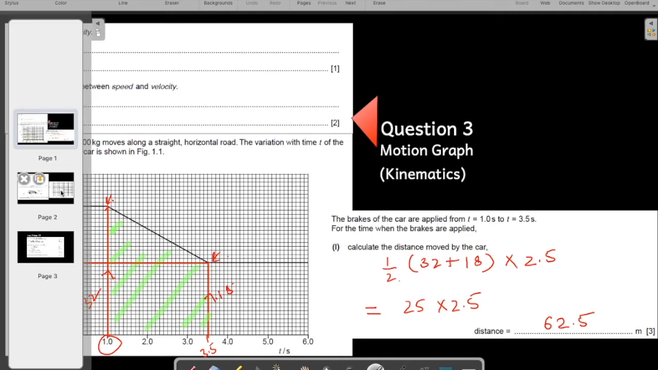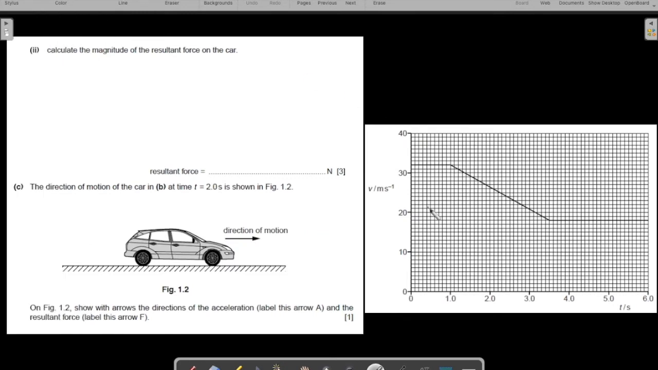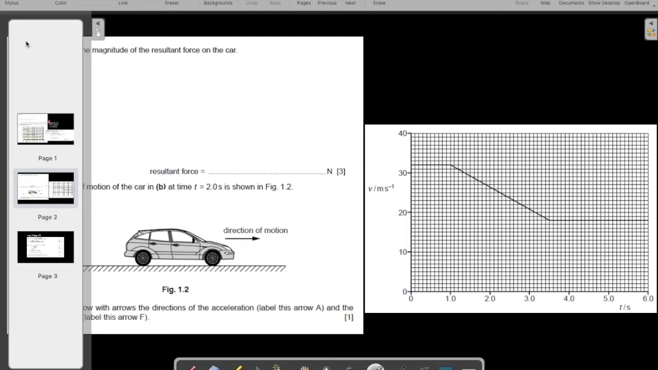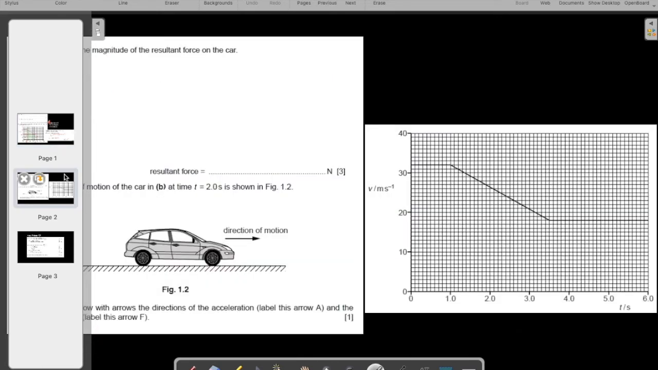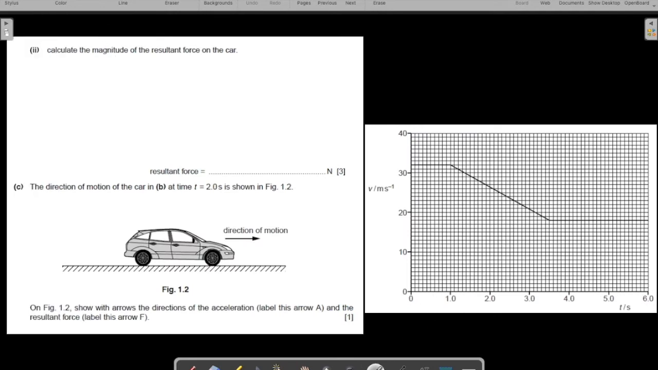Let us move on to the second part of the question. I have taken the graph again on the second screen, because switching between the screens can get slightly confusing. I have copied the graph here again. So talking about the second part, calculate the magnitude of the resultant force on the car. If you look at the question from the very beginning, everything is for the time when the brakes are applied. So they are talking for this zone starting from here to 3.5.